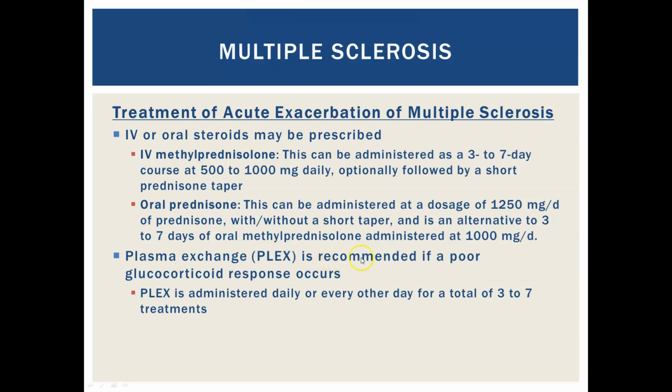If you have a poor tolerance to your corticosteroids, you can do PLEX, a plasma exchange, so that's going to help take away some of the antibodies. I really haven't seen that a whole lot anywhere, but it is an alternative.